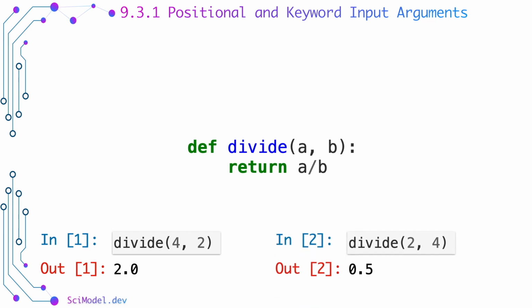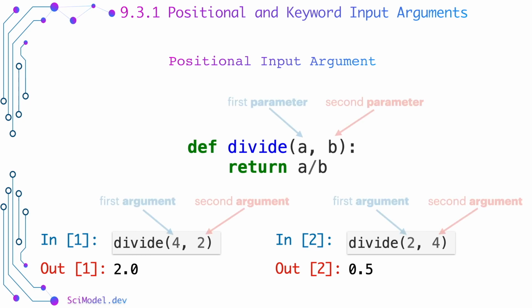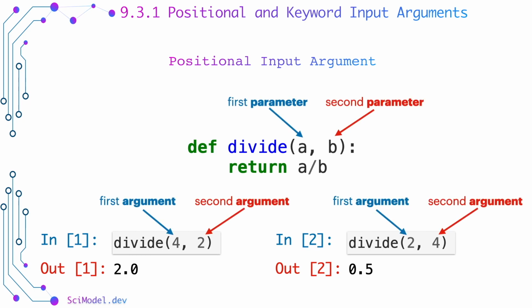Now, let us swap the input values so that variable a has value 2 and b has value 4. Then, the function returns 0.5. This way of defining input arguments is called positional arguments. In positional arguments, the order of input arguments makes a clear difference in the function's returned values, because the first argument always follows the first parameter, and the second argument always follows the second parameter, and so on.